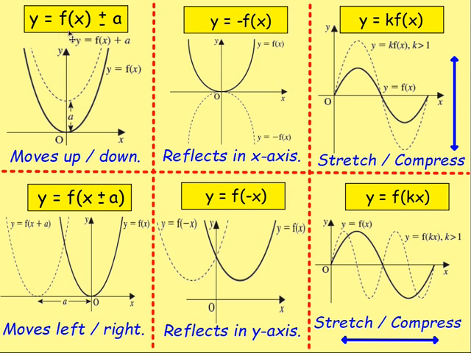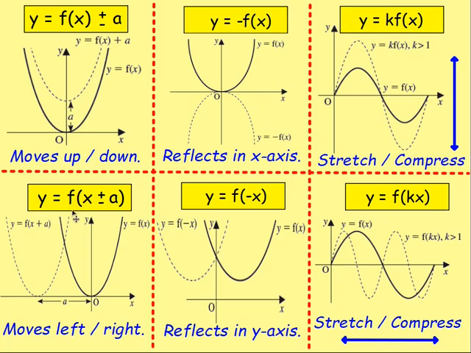If you have y equals f of x plus or minus a, what does the plus or minus do? Move it up or down. Brilliant, it just moves it up or down. So if you have f of x plus 5, it's going to move every single point up 5. If you have y equals f of x take away 7, it'll move every point down 7. So if it's plus, it moves it up, negative moves it down.